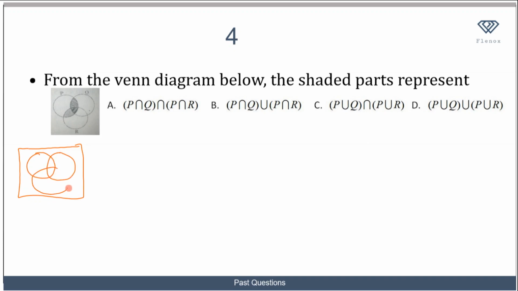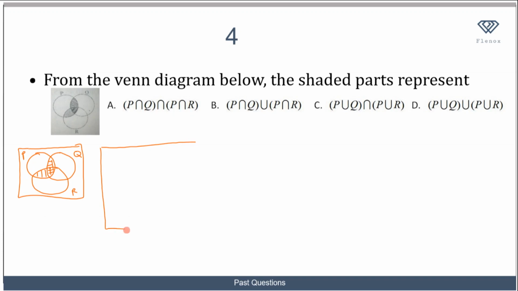So you have P and you have Q and you have R, and this part is shaded. And this part is shaded. So you have this part. They are telling us what represents this part here. So now we'll go through the options. We are told the first one. So we'll try to draw that out and see which will correspond to what we know.